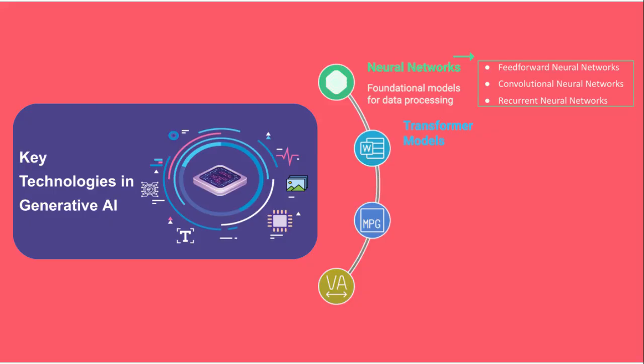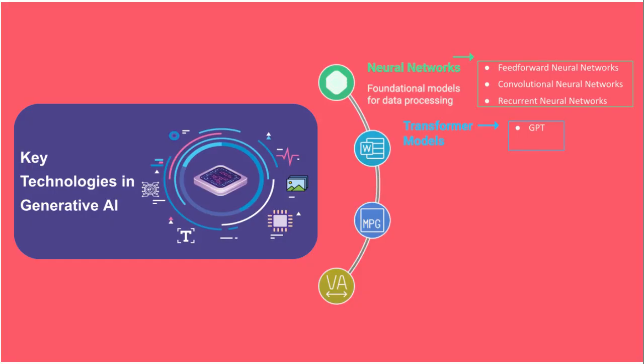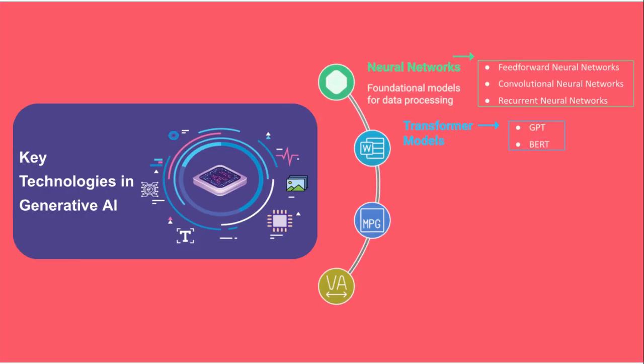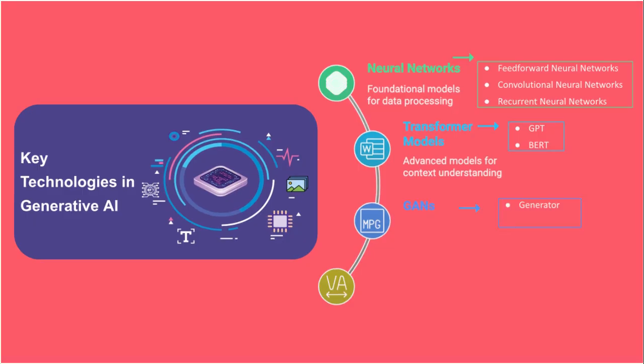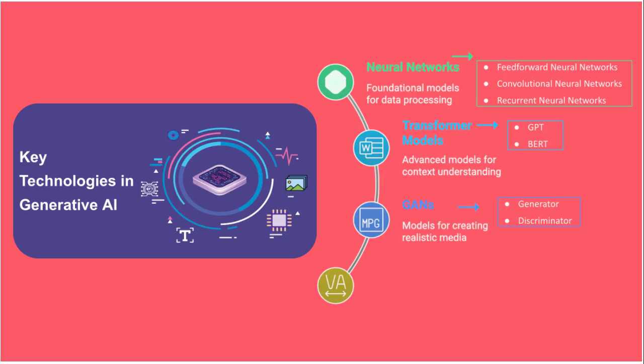2. Transformer models. These models, such as GPT and BERT, excel at understanding language by using self-attention mechanisms to analyze word relationships. They are essential for AI chatbots and text-based AI applications, improving context comprehension and generating natural language responses. 3. Generative adversarial networks, GANs. Consisting of a generator and a discriminator, GANs create hyper-realistic images, videos, and music. They are widely used in AI-generated art, deepfake technology, and fashion design, pushing AI creativity to new levels.